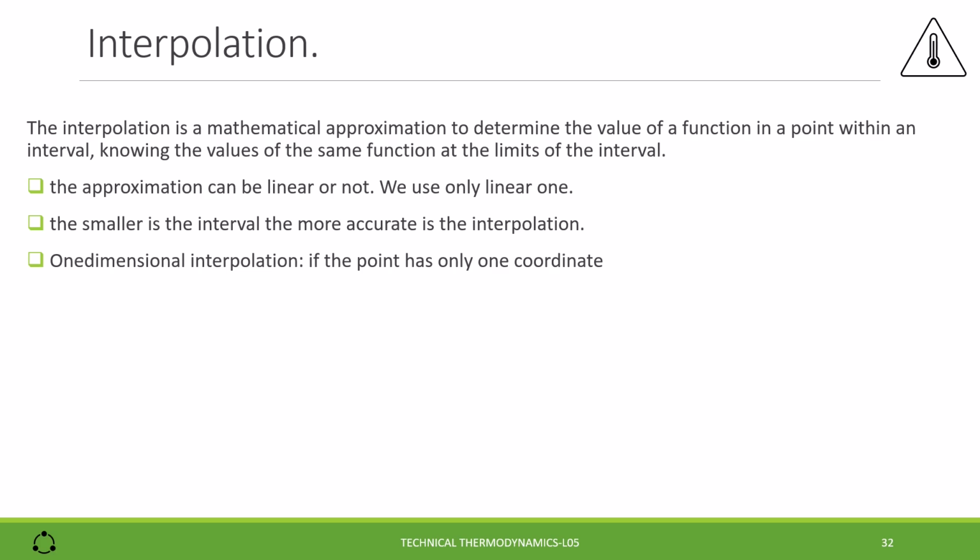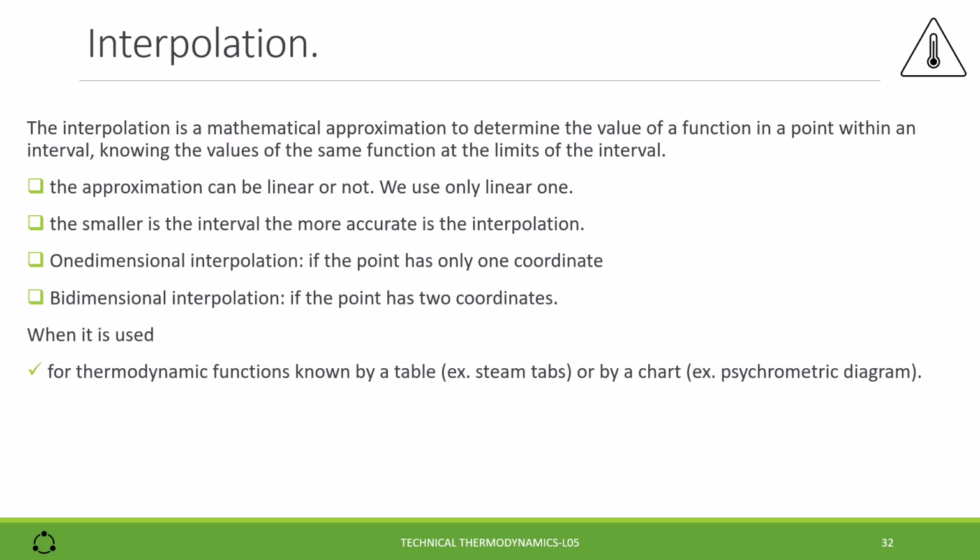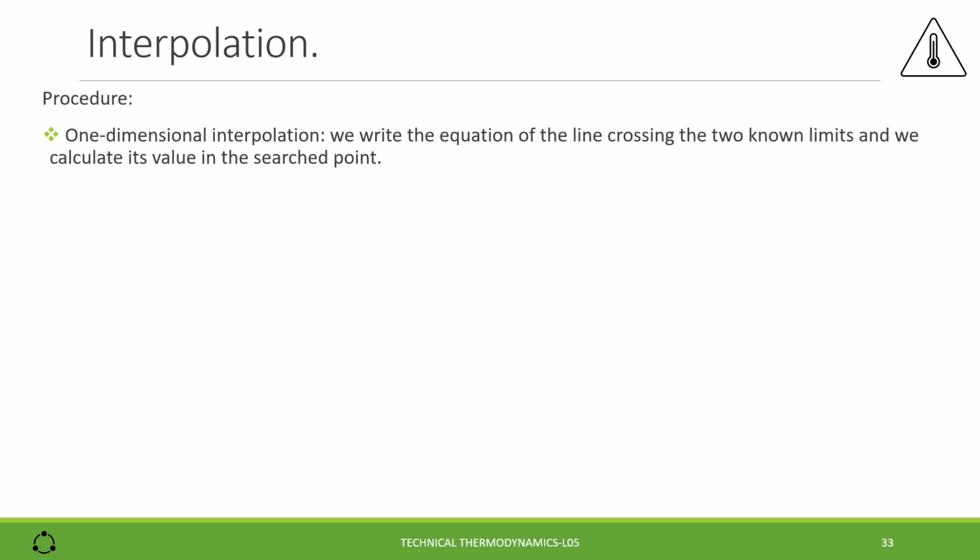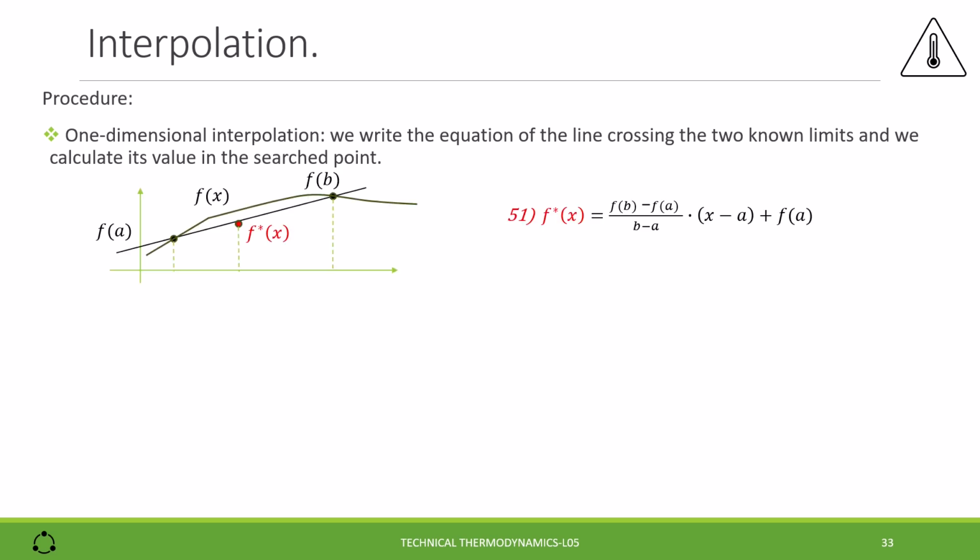The interpolation can be one-dimensional if the point has only one coordinate, or bidimensional if the point has two coordinates. It is used for the thermodynamic functions known by a table, for instance the steam tabs, or by a chart like the psychrometric diagram that we have seen already, or for any other function known experimentally by specific values. The procedure for the one-dimensional interpolation is: we write the equation of the line crossing the two known limits and we calculate its value in the searched point. This is the formula to be used.